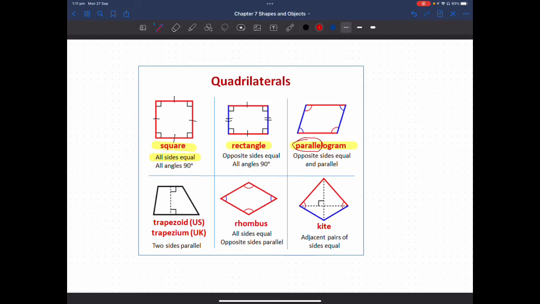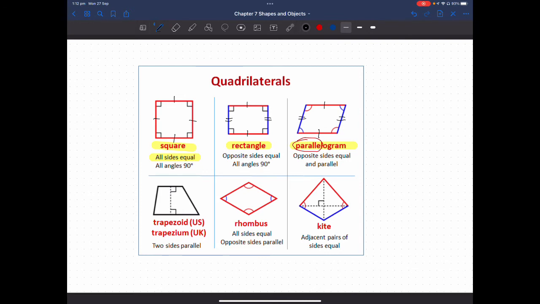So if I looked at the red sides, they are the same length and they are parallel to each other. So I've put a little line through both so you can see what I mean. On the blue sides, those 2 blue sides are also parallel and the same length. That is similar to the rectangle. The difference is the rectangle has 4 angles of 90 degrees. The angles are not 90 degrees in parallelograms.